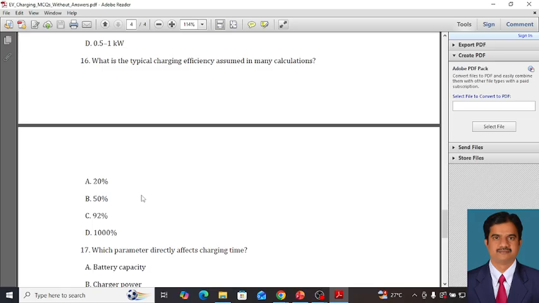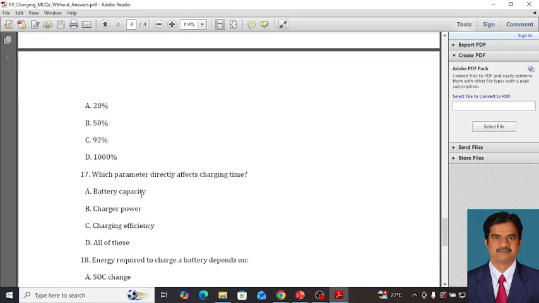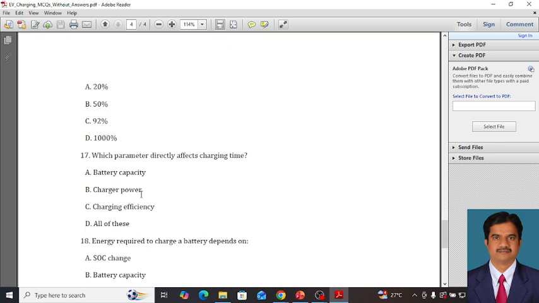92%. 92%. Good. Which parameter directly affects the charging time? A, B, C or D?